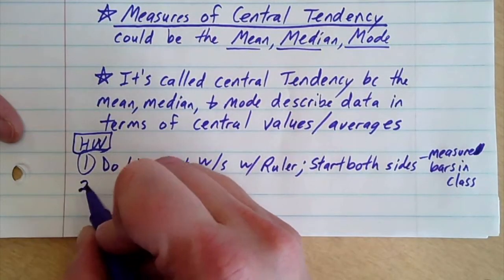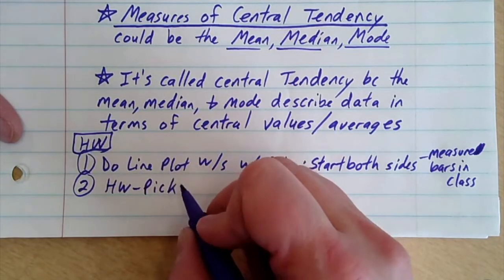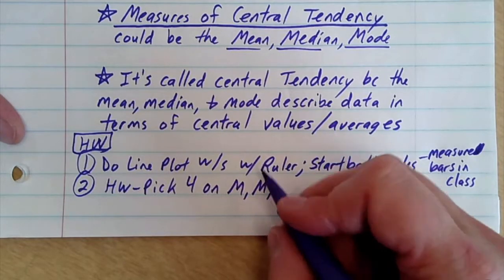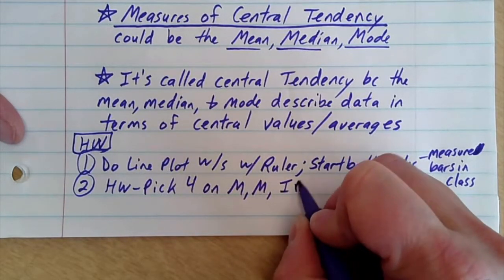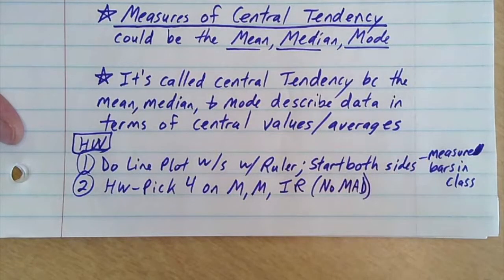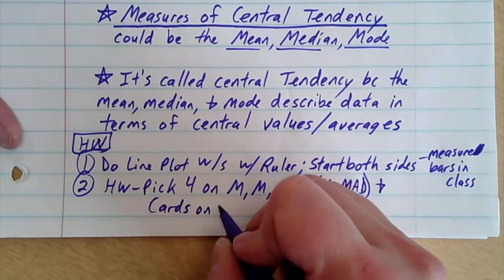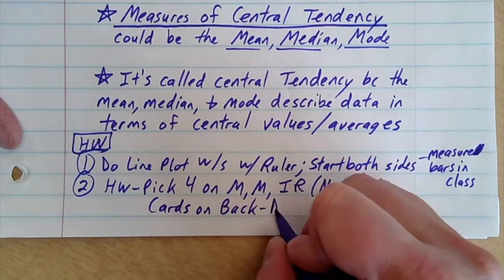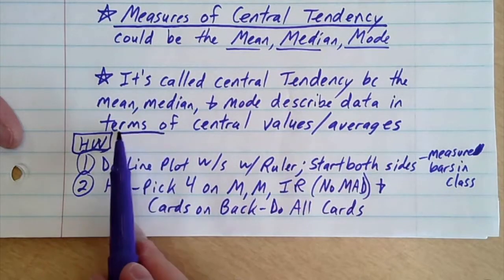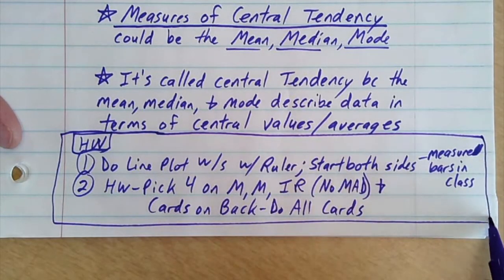And then the second part of your homework, you are going to pick 4 on the MM and IR worksheet. There is no MAD. You do not have to do MAD, mean absolute deviation. And I want you to do the cards on the back. You will need to do all cards. So I'll help you get started on what specific homework I want you to do that goes along with these notes.